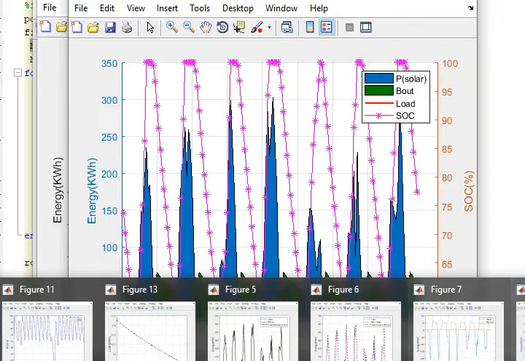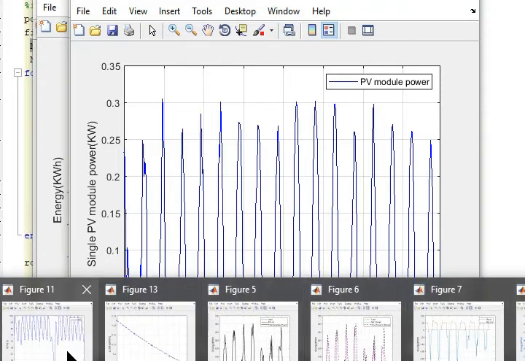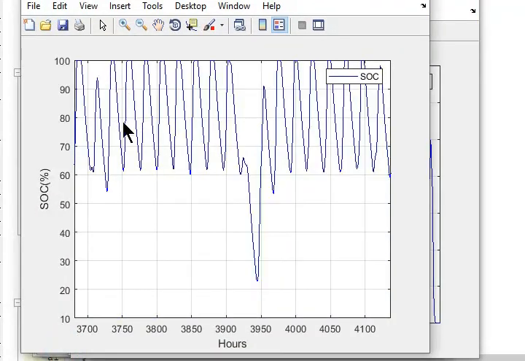Next graph. The next graph shows the PV single module power profile. So for this specific week, you can see that when sufficient solar irradiation is available, there is a solar peak. This is showing the 24-hour interval. The next graph is about the SOC of the battery, so for a specific time it's showing the SOC of the battery.